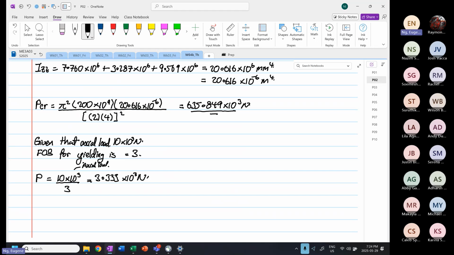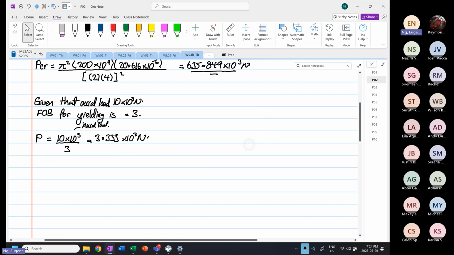And then we divide by 3. So we are in fact designing this with a factor of safety, divide by 3, you get 3.333. Okay. So from here, we are going to put in the formula. Let me write up the formula again.